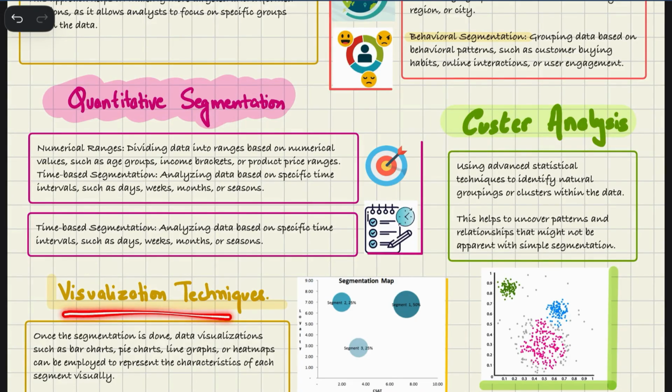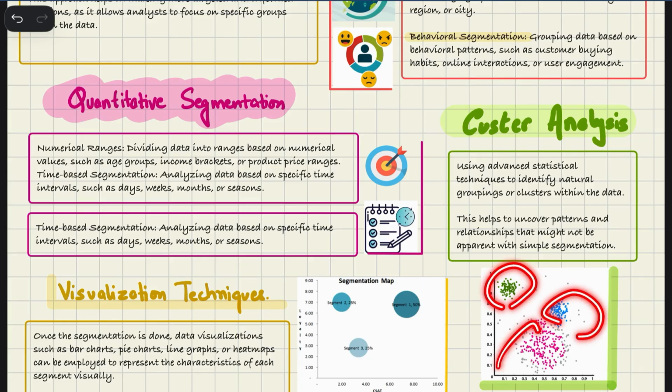So to visualize the segmentation, we use bar charts, pie charts, line graphs, and heat maps. Here we are applying the segments. We have created the segments based on particular behavior. We are using a scatter plot over here to identify the segments among the data set. And using these visualization tools, we represent the characteristics of each segment visually.